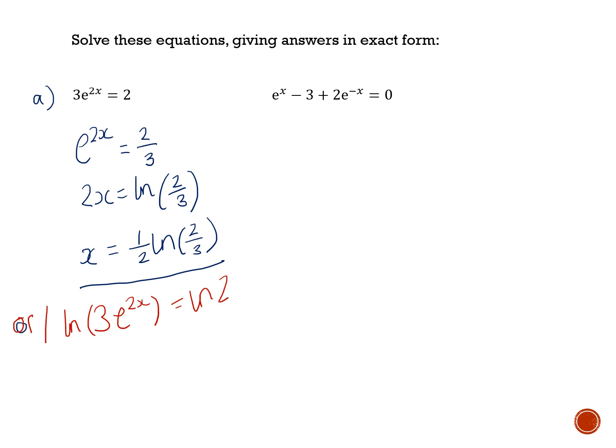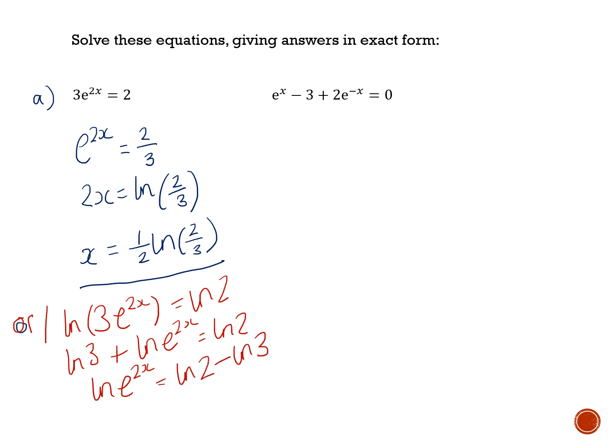Now using your log laws, this is a product. So I get ln 3 plus ln e^(2x) equals ln 2. Then if I take the ln 3 over, I get ln e^(2x) equals ln 2 minus ln 3. And remember again with your log laws, that minus that gives you ln 2/3.